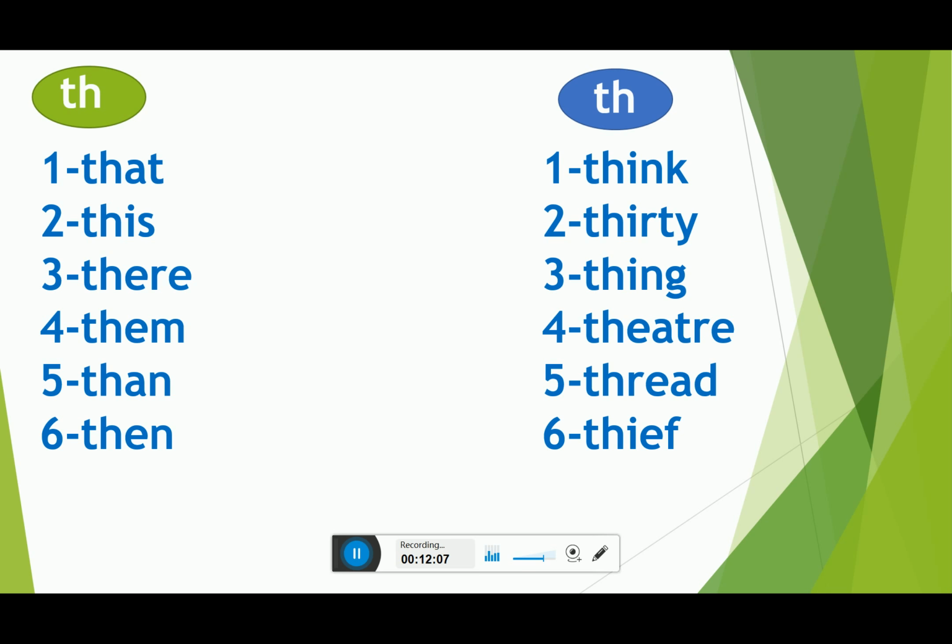The first word, that. The second word, this. The third word, there. The fourth word, them. The fifth word, then. And the last word is them. So let's read them more faster. That, this, there, them, than, then. Mariam, read them a little faster. That, this, there, them, then.